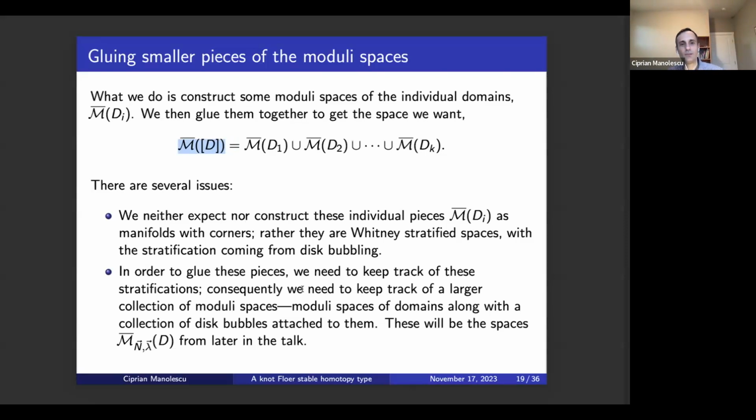Okay, so in order to glue these pieces, we need to keep track of these stratifications. So we need to construct not just the moduli spaces themselves, but their strata, and we're going to construct them inductively on dimensions. So we're going to talk also about moduli spaces of domains, along with a collection of these bubbles attached to them. These are going to be called M^Λ_D. I will get to them soon.